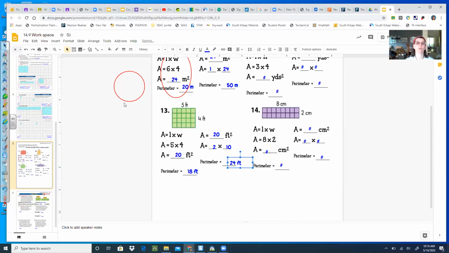Okay, now remember, I'm going to come over here, grab my circle, and I need to circle the one with the smaller perimeter, which again is this guy, because it's closer to the shape of a square.